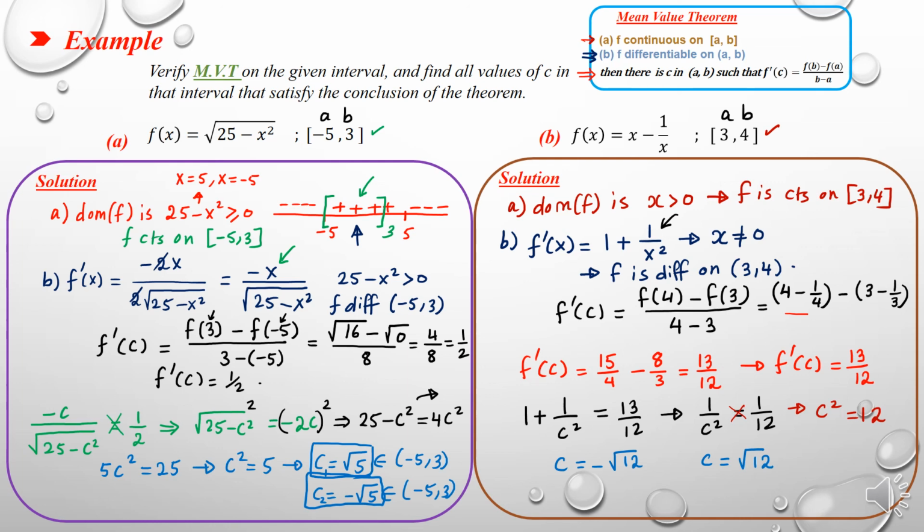So square root of 12 belongs to our interval from 3 to 4. So this is the first value of C. For the second one, we have C equals negative square root of 12, which is about negative 3.5. So this is out of our interval, it does not belong to our interval from 3 to 4. So we have only one C, which is square root of 12. And that's it. Thank you.